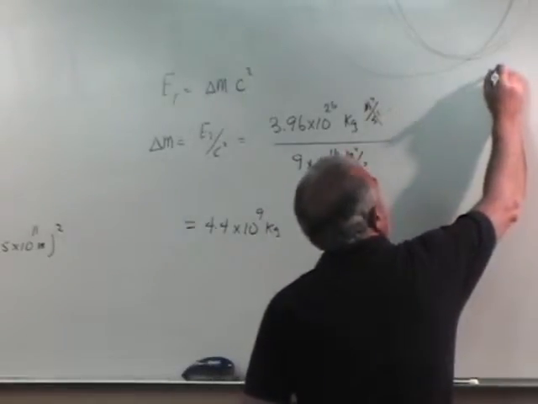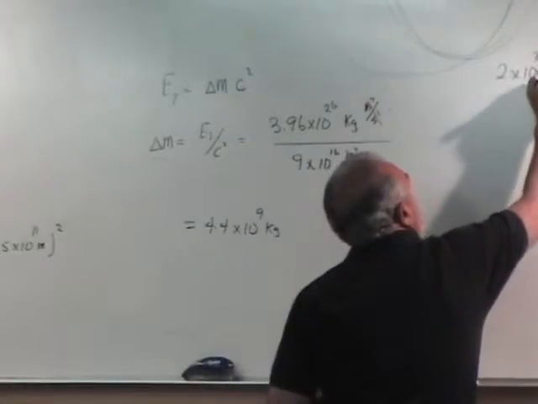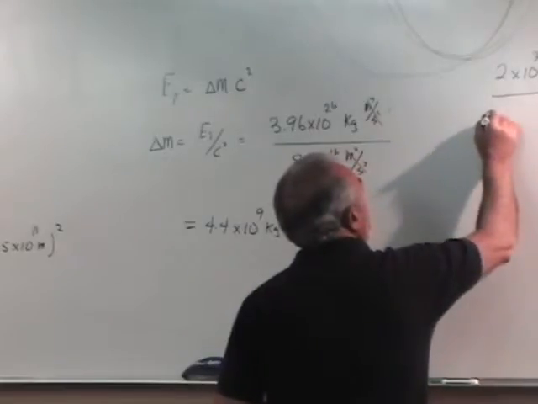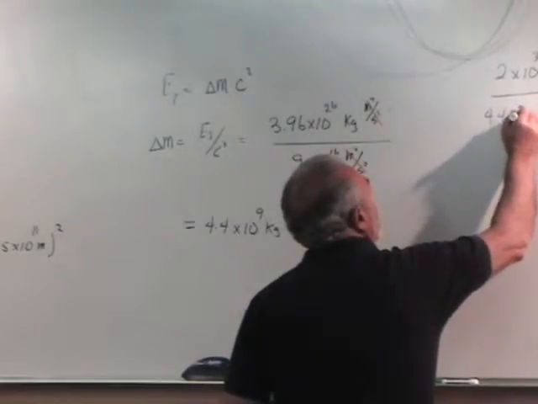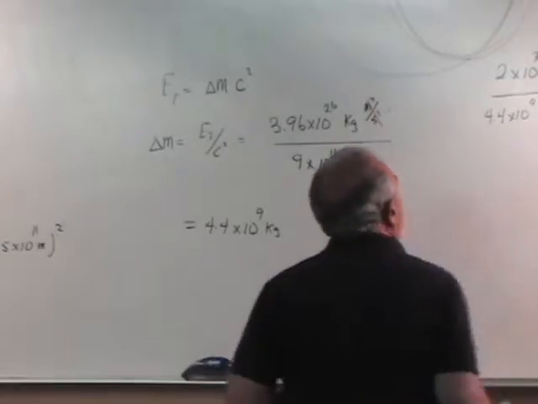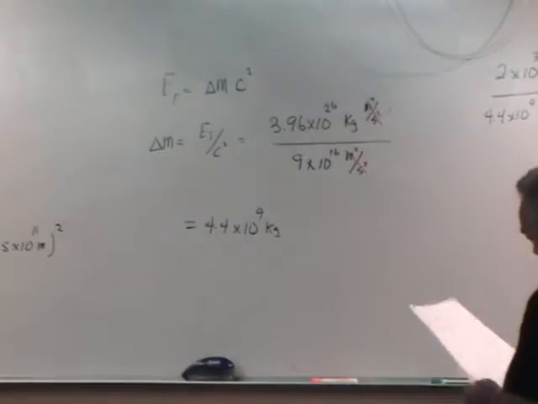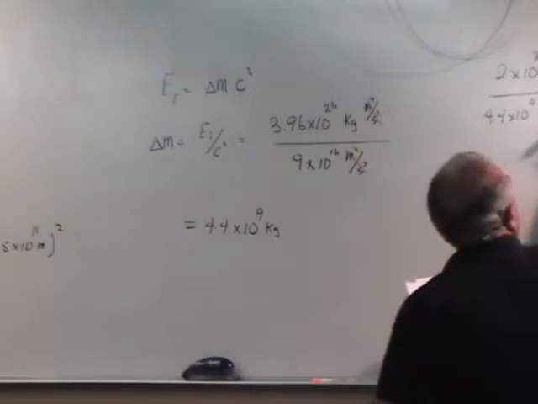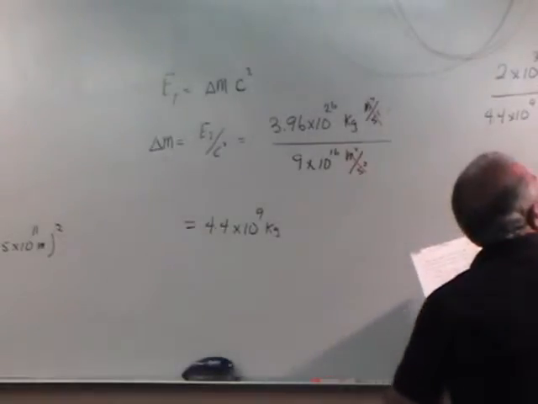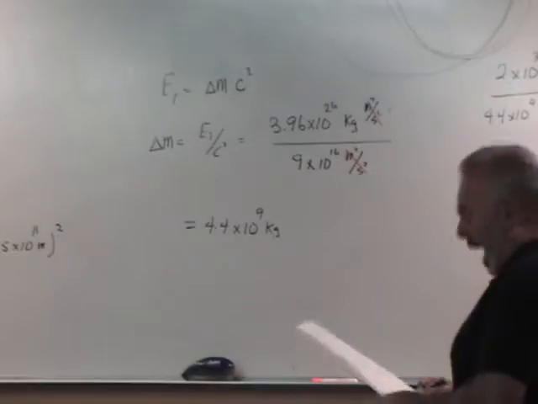So the mass of the sun is 2 times 10 to the 30 kgs. And let's say we're using it up at a rate of 4.4 times 10 to the 9th kgs per second. If we're going to use the entire sun at this rate, how many seconds of life? I get 4.5 times 10 to the 20 seconds. Okay, what does that mean?